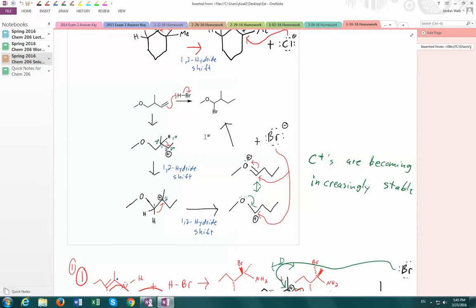And where did your methyl go? Oh, well, it didn't go anywhere. I just neglected to draw it. The methyl is still there. Sorry about that.